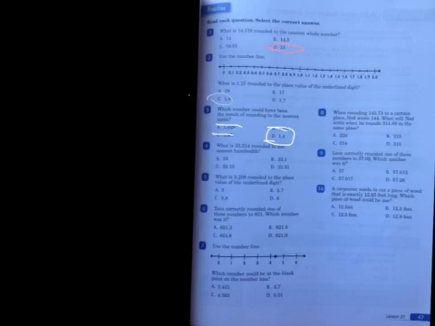Alright, so let's go on. Let's look at number 4. Number 4 reads, what is 33.314 rounded to the nearest 100th? Okay, so in our 100th place is our 1, and so we're going to look to the right at the 4. And in our 4, right there, we know it's less, so we know it's going to just be 33.31. So 4 is going to be D.